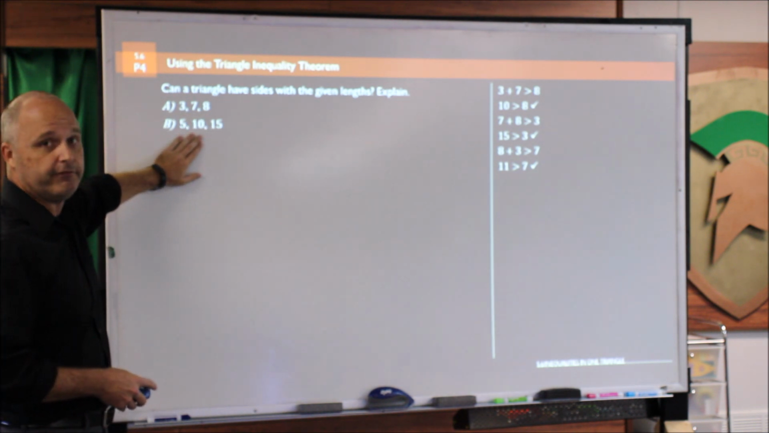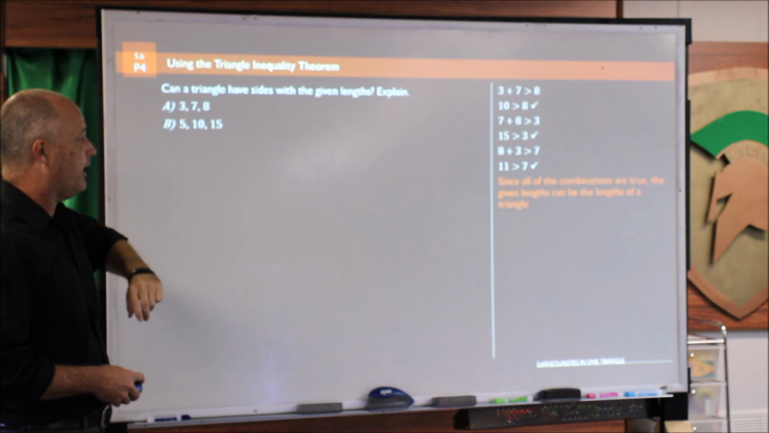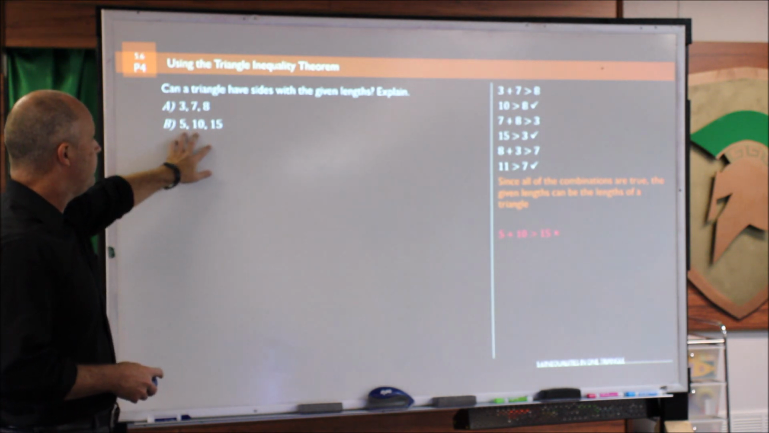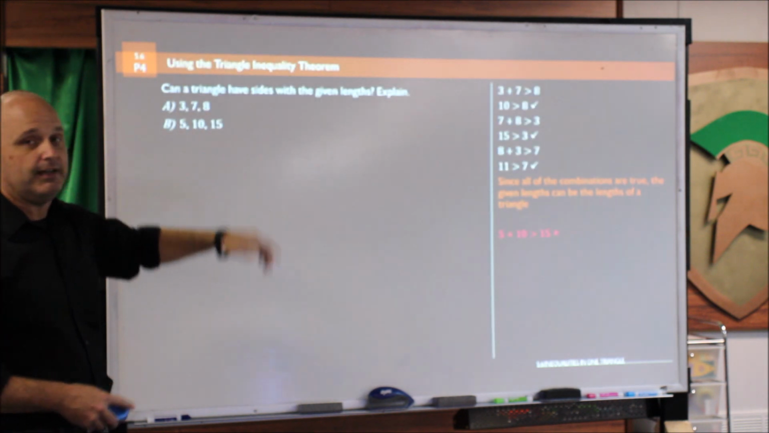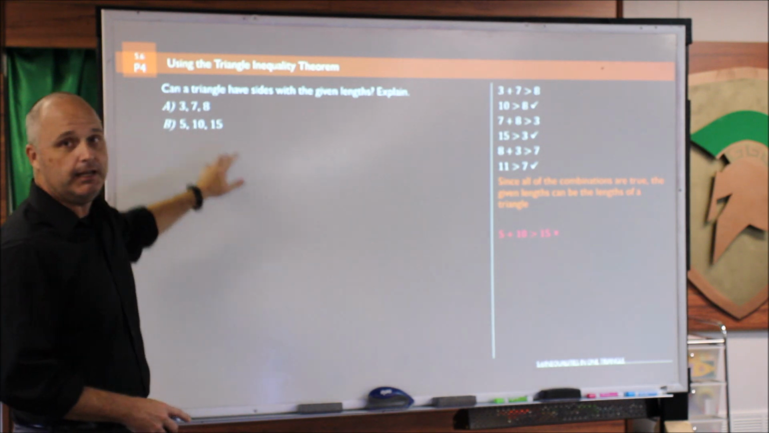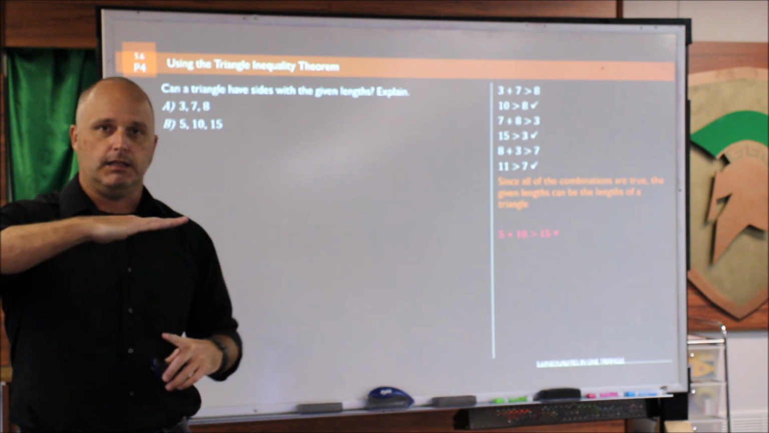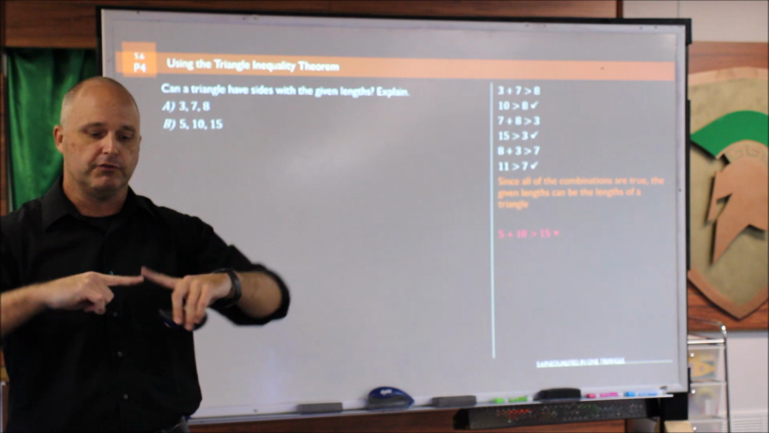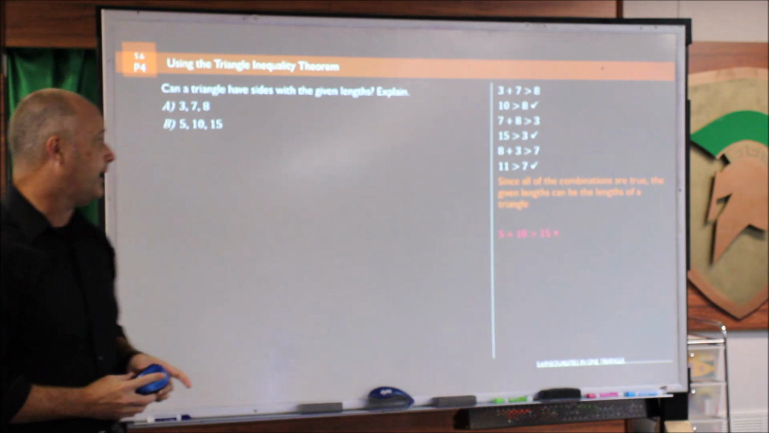Now let's look at 5, 10, 15. What we want to do is take the first and the second side and add those together. Is 5 plus 10 greater than 15? What we get is that 5 plus 10 is 15, which is not greater than 15. So this cannot be the measure of a triangle. Basically, you can take the 5 and 10 and lay them directly down onto the 15, but you would not be able to get the angles. They would separate as you try to angle up from that third side.